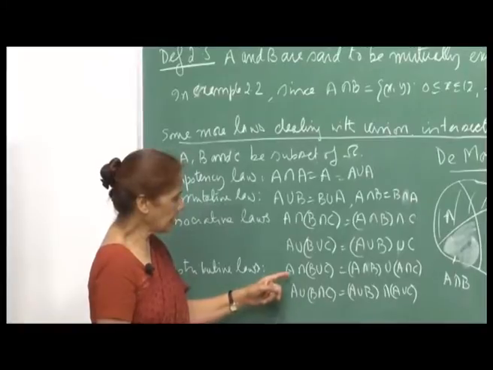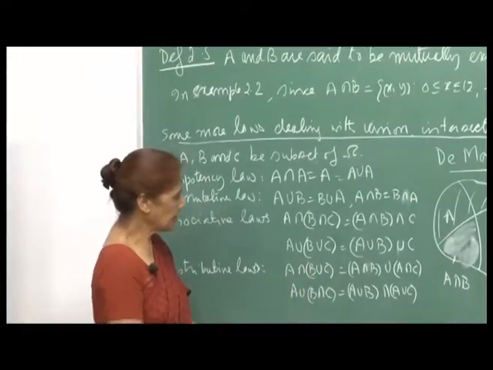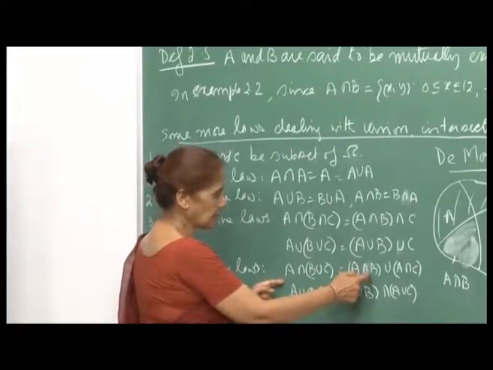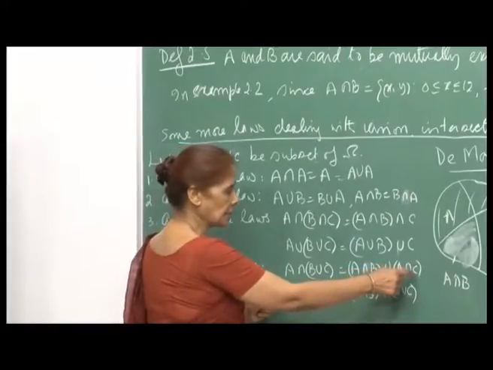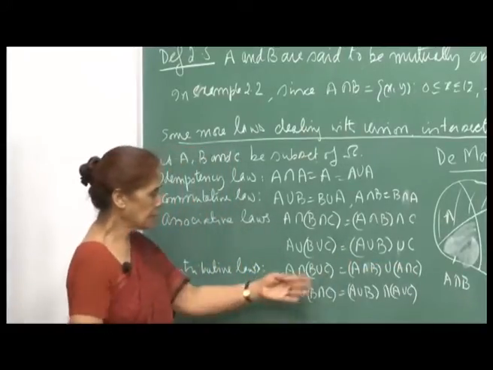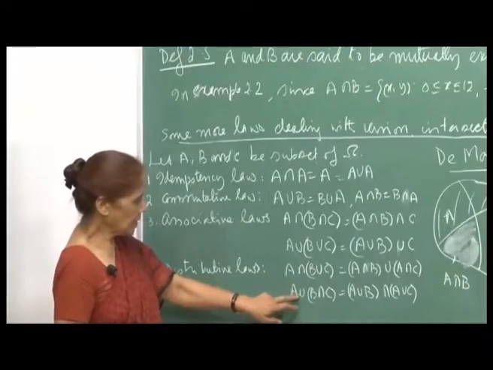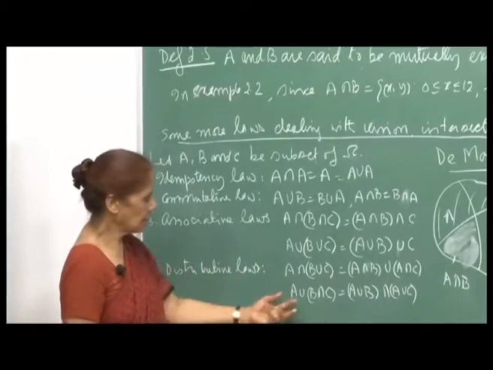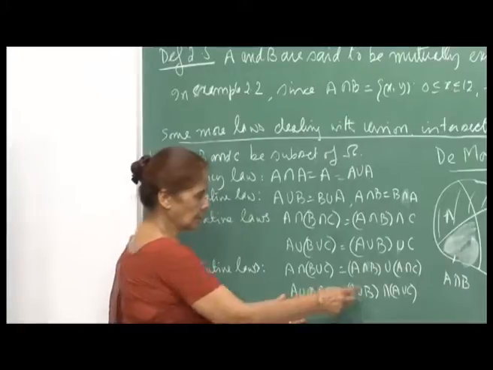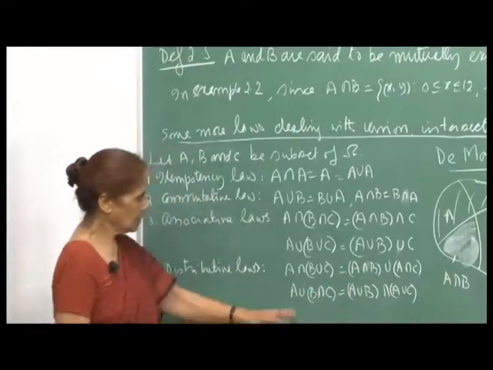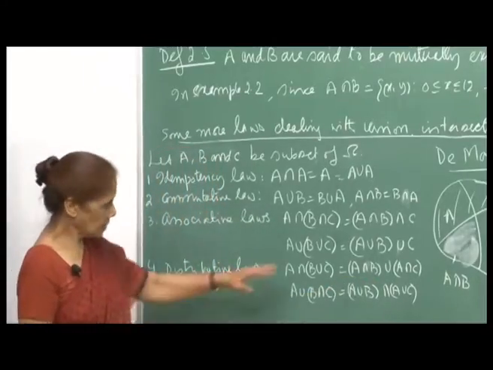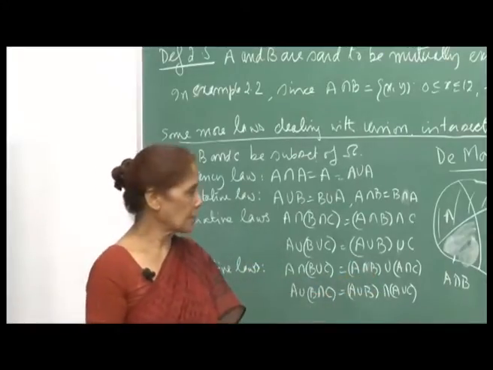So, when you take A intersection B union C, you can write this as A intersection B and then union with A intersection C. So, A gets distributed, right, and similarly A union B intersection C will give you A union B then intersection A union C. So, these laws hold, and just for completeness' sake I have written them down here.